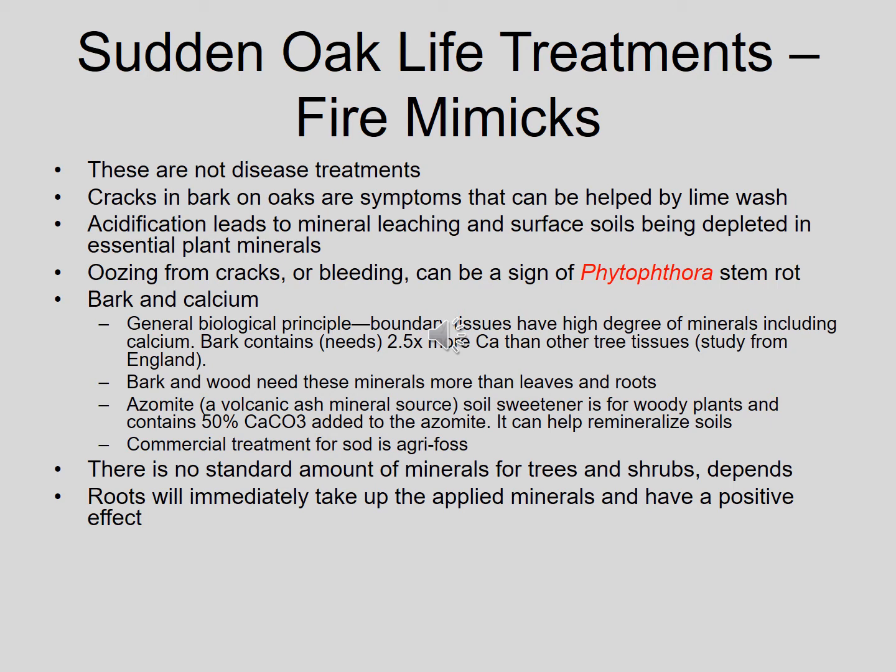So the bark and the wood need those minerals more than the leaves and the roots. And Dr. Klinger has found that azomite is a volcanic ash mineral source that has lots of different trace minerals in it. One of the brands is called Azomite. You can just get Azomite, and it's like a micronutrient fertilizer, but you can also get Azomite soil sweetener with added calcium to make it really good for deacidifying the soil and adding calcium that can get into those boundary tissues.